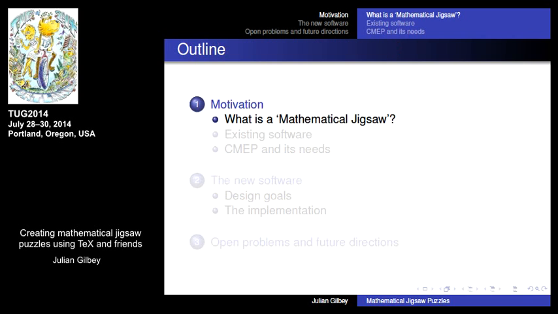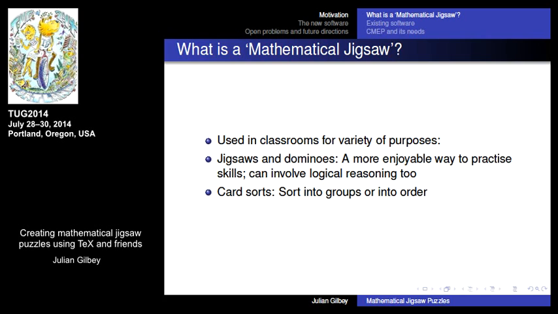Okay, so what's a mathematical jigsaw? It's an activity used in maths classrooms for a variety of purposes. If we want to do routine practice of some skill, you can give students a textbook exercise, or you can get them onto a computer and do lots of routine exercises. It can get a little boring, and lots of students will go, I'm bored, I've done 3 already, do I have to do more? So this is one way of making practice a little more enjoyable. It can involve logical reasoning, and all sorts of other aspects as well.